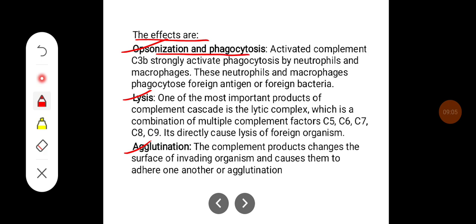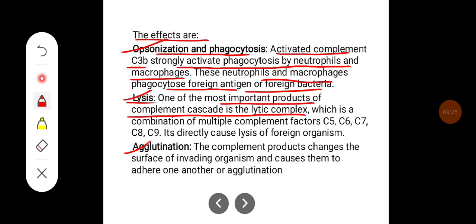Opsonization and phagocytosis: activated complement C3b strongly activates phagocytosis by neutrophils and macrophages. These neutrophils and macrophages phagocytose foreign antigen or foreign bacteria. Second one, they lead to lysis. One of the most important products of the complement cascade is the lytic complex, which is a combination of multiple complement factors C5, C6, C7, C8, and C9. It directly causes lysis of foreign organisms.